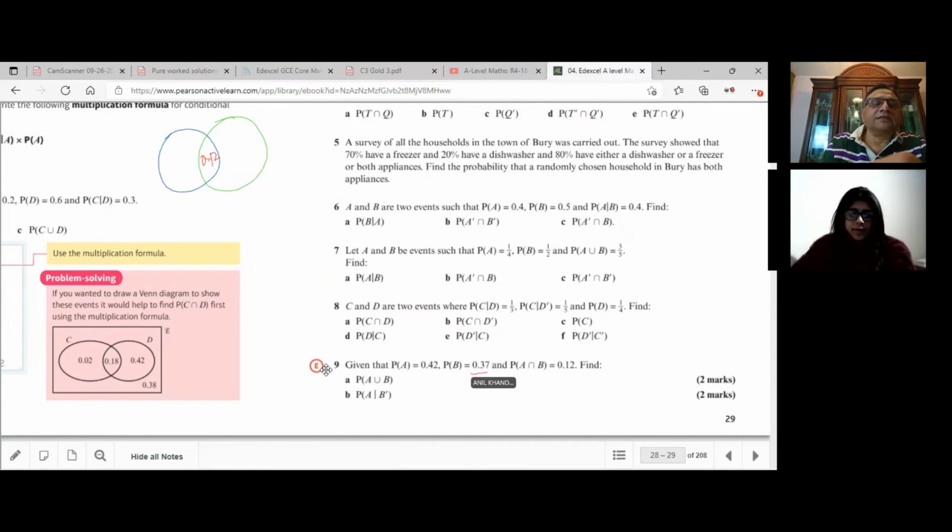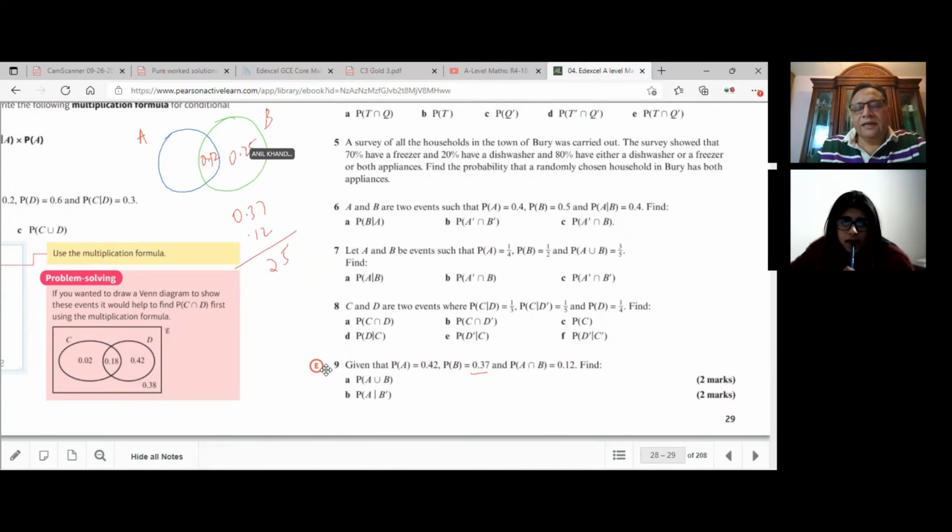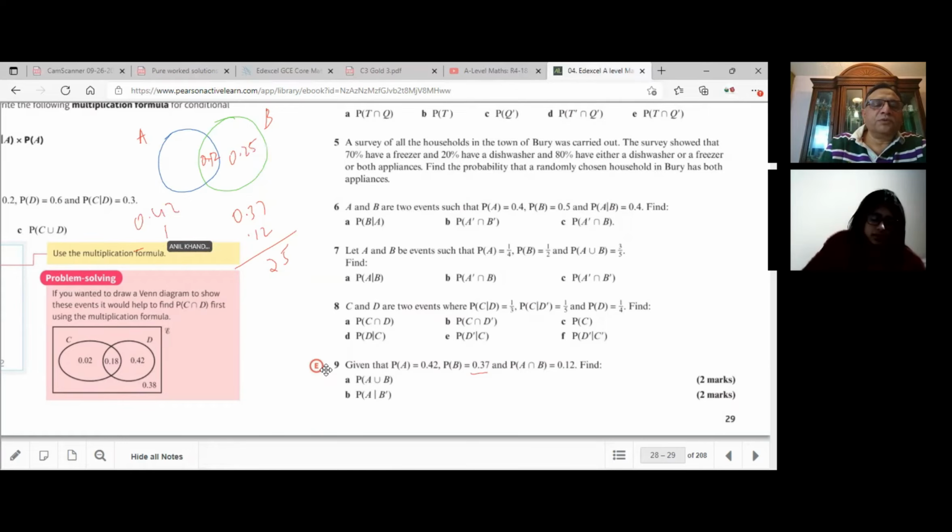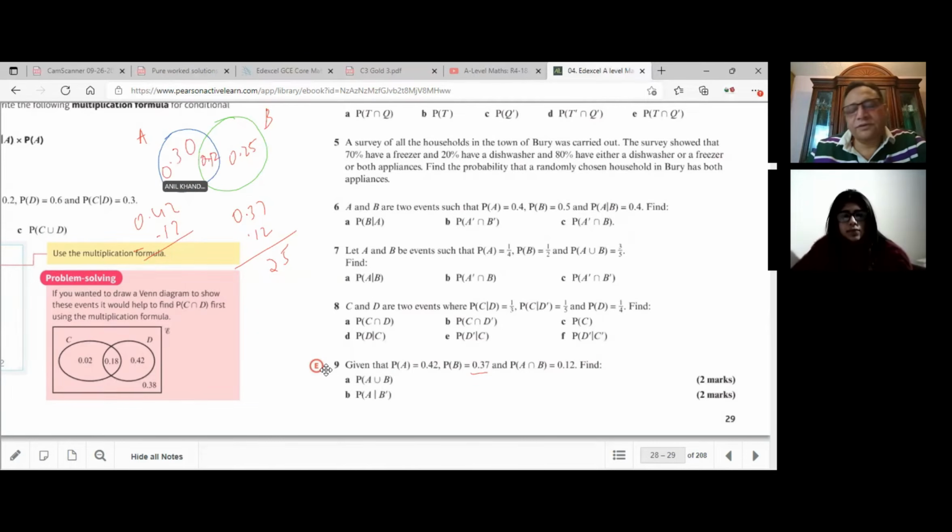Let's say this is A, this is B. Then we already have 0.12. So 0.37 minus 0.12 will give us what? 0.25, right? And A is 0.42, so 0.42 minus 0.12 will give us 0.3. So once you have all this, the union is clearly the sum of these three. You could add them up, or you could add and take away, right? You could do either way.